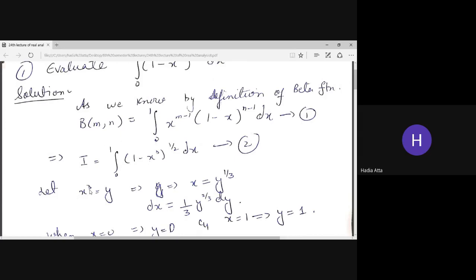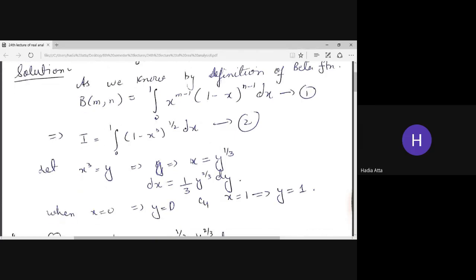If you shift the cube to the right-hand side, multiplying by 1 by 3 in the power, you will get x equal to y raised to the power 1 by 3. Now differentiate it: x is equal to y to the power 1 by 3, so we will get dx equal to 1 by 3 y raised to the power minus 2 by 3 dy. So we change the variable into another variable.